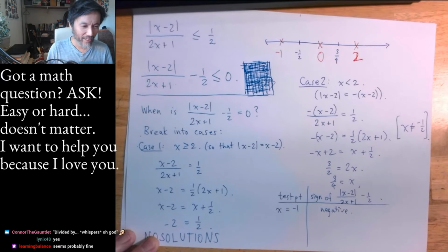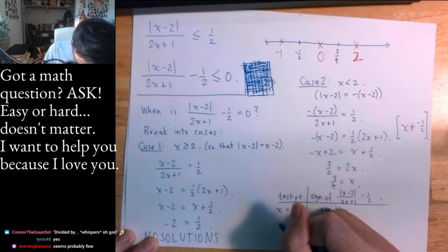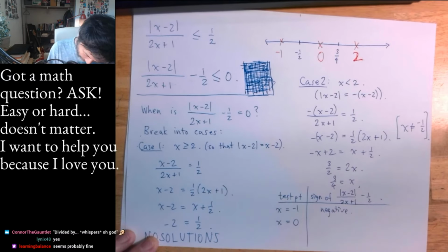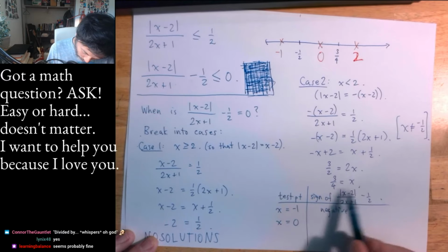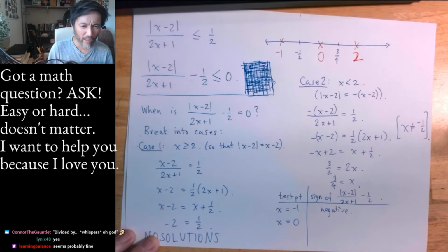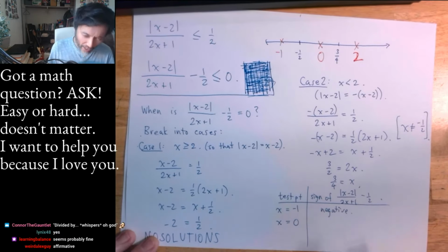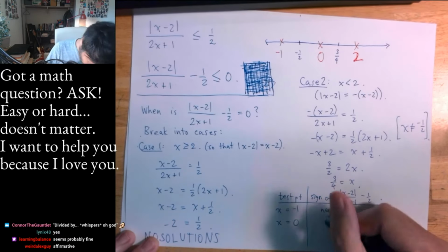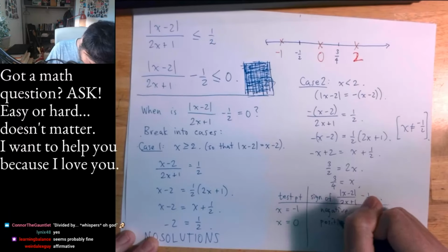Okay, how about x equals 0? So we get negative 2 up there with the absolute value bar. So it's 2 divided by 1. That's 2. Minus 1/2 is 3. I don't know what it is. It's positive, though.